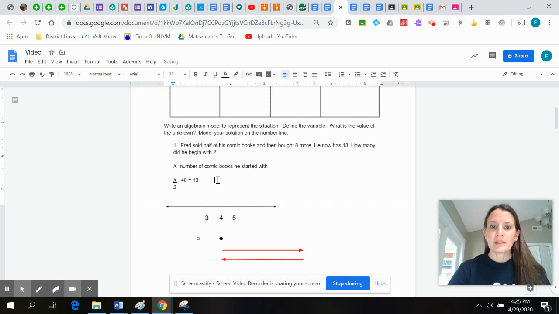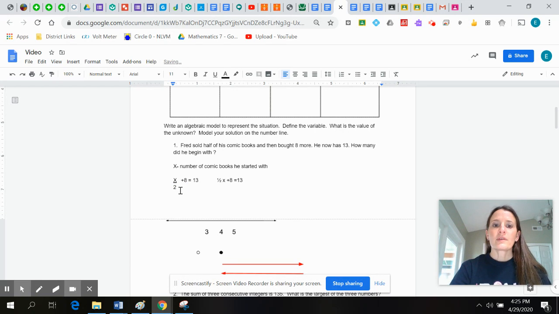One other way that we need to be able to recognize to write this: if we're dividing by 2, x divided by 2 is the same as multiplying by a half. So this is another way that we could write our algebraic model. All right, so now let's solve it. We know that what number plus 8 equals 13, and we know that number is 5. So doesn't that mean that x divided by 2 has to equal 5? So let's write x divided by 2, underline it.